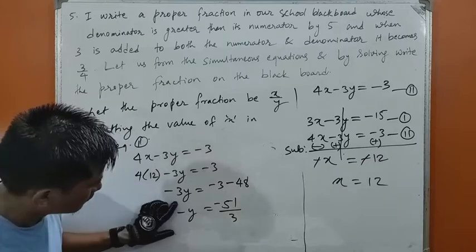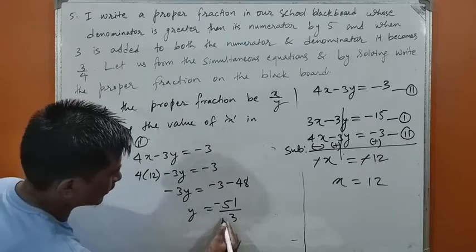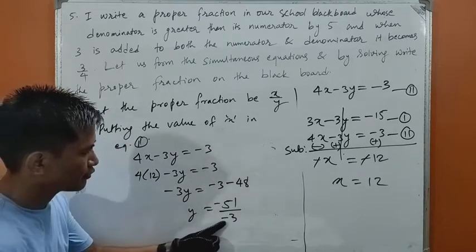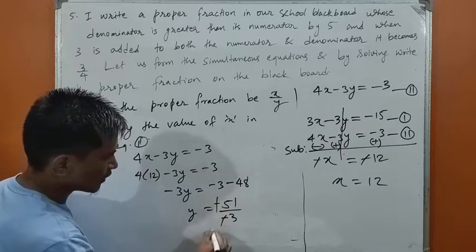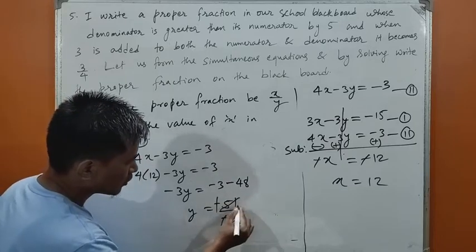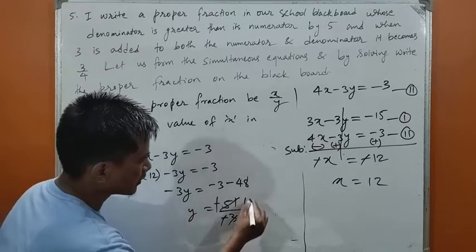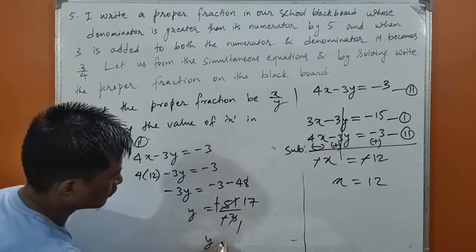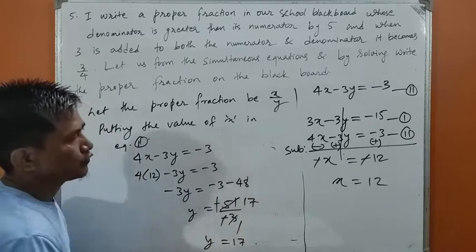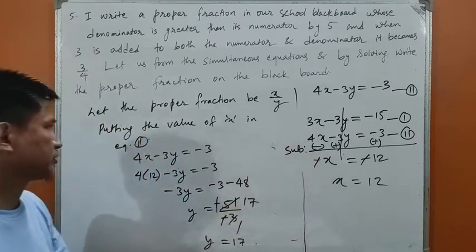Sign remains negative. This 3 comes down to the denominator. Let us take minus also. This minus goes to the denominator. Minus and minus cancels out. 3 1s are 3. 4 5 2. This is 21. 3 7s are 21. So y equals to 17, isn't it? So x equals to 12 and y equals to 17.